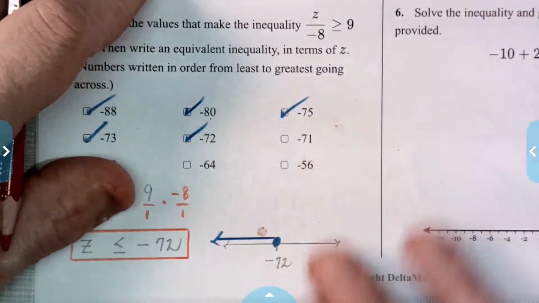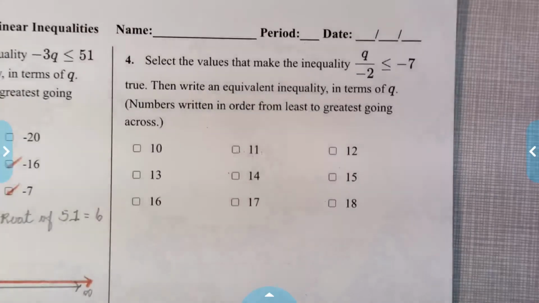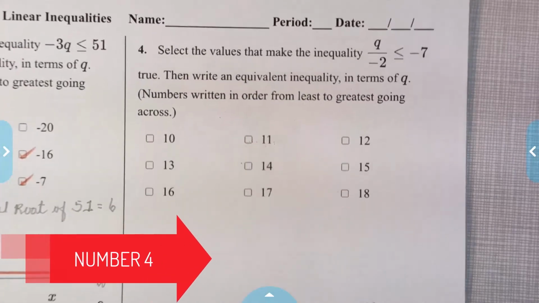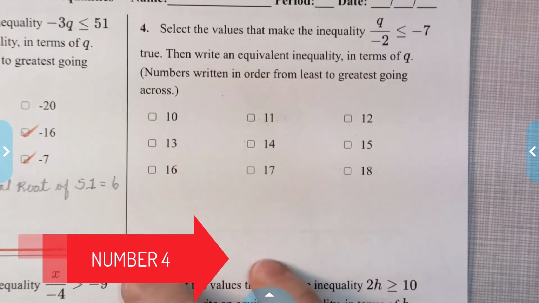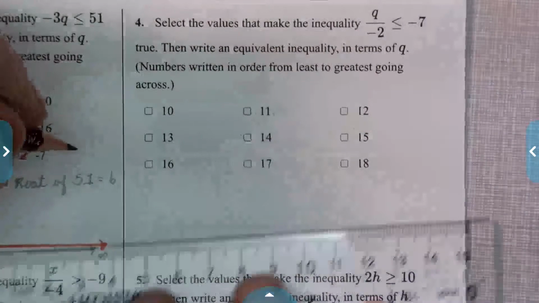And now guess what we're going to do next? This is going to shock you. We're going to move on to number 4. Select the values that make the inequality q over negative 2 less than or equal to negative 7 true, then write the equivalent inequality. In other words, solve the inequality, and then check all these boxes. All right, here we go.